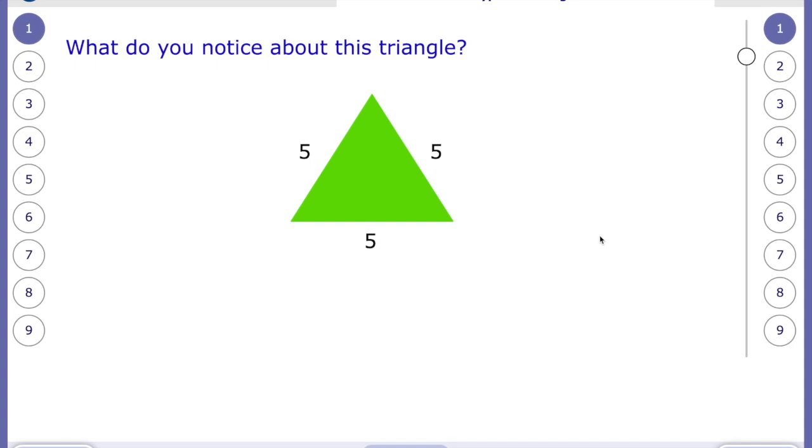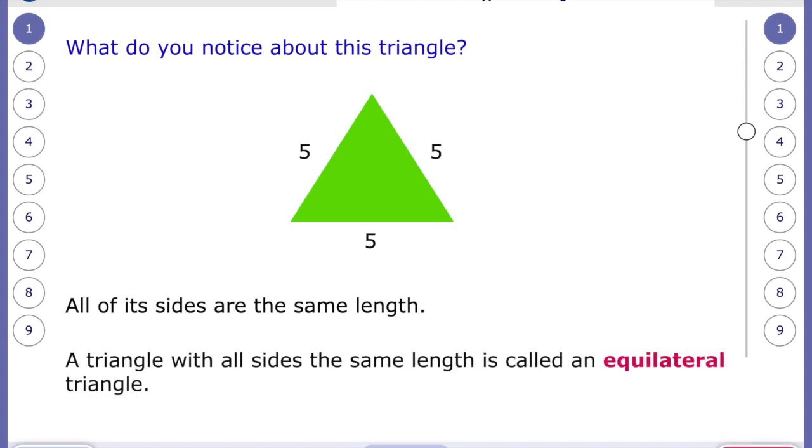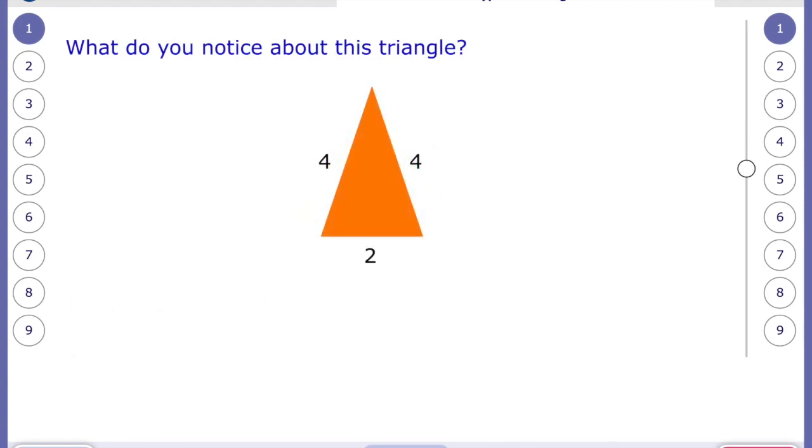So let's look at the first one. What do you notice about this triangle? Yeah, it's green. That's right, well done. But also, every side is 5 centimetres long. So all the sides are the same length. Now, with a triangle where all the sides are the same length, we call it an equilateral triangle.